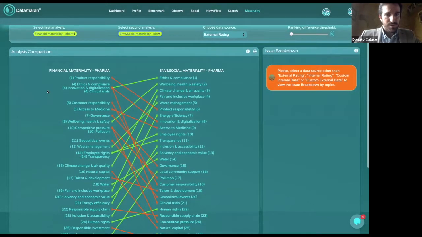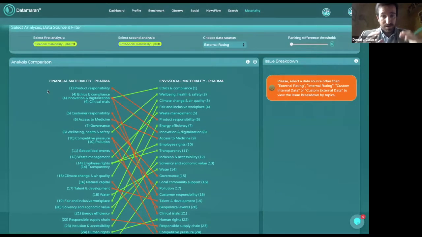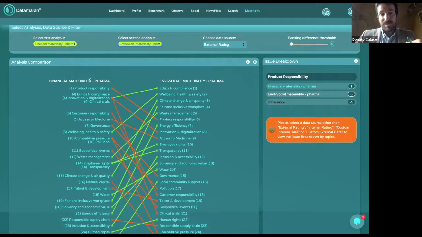As you can see, the two rankings of issues are quite different. So what we are comparing now is the overall results. On one side, the results of financial reports plus mandatory sector-specific regulation, which is represented in the financial materiality. Whereas on the right-hand side, we're comparing the results of the environmental and social materiality perspective, where we are taking into account a broader perspective of sources.